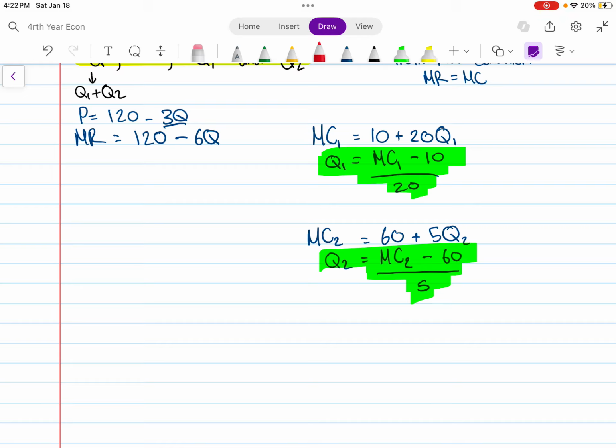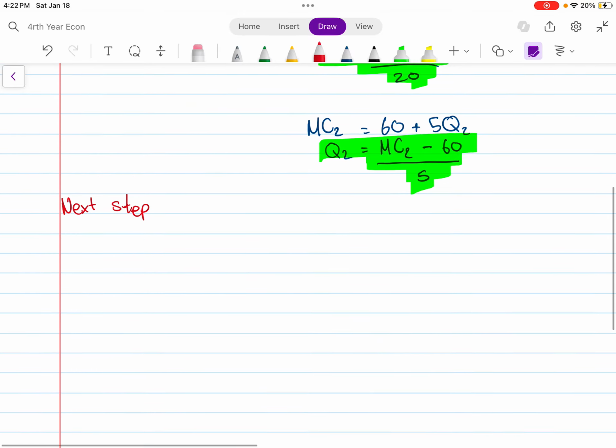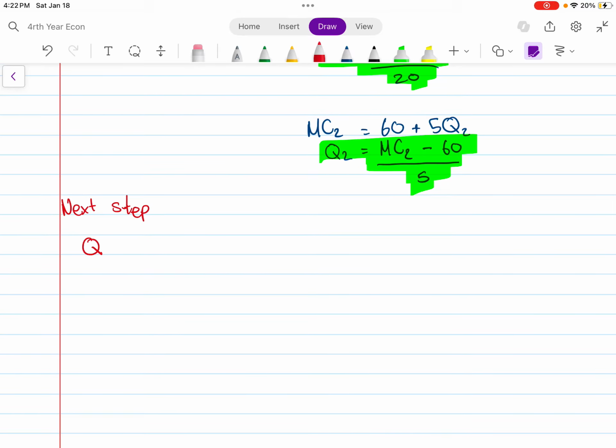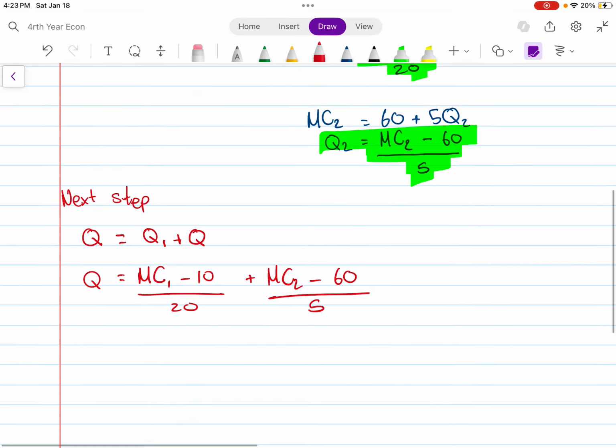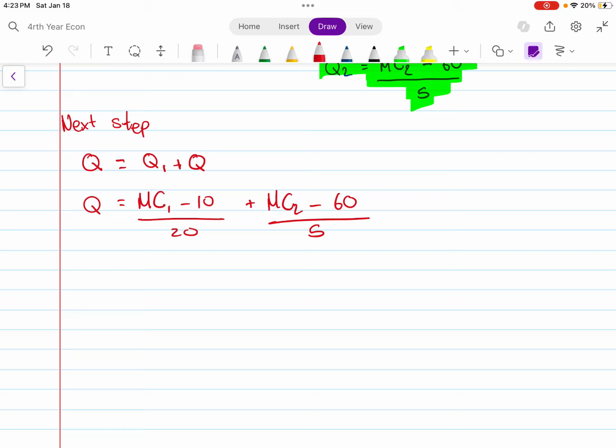So the next step is we're trying to figure out q. And the way we do that is we set q1 plus q2 equal to q. So then we have q being MC1 minus 10 over 20 plus MC2 minus 60 over 5. And we would solve to figure out what q is. Let's do that very quickly.